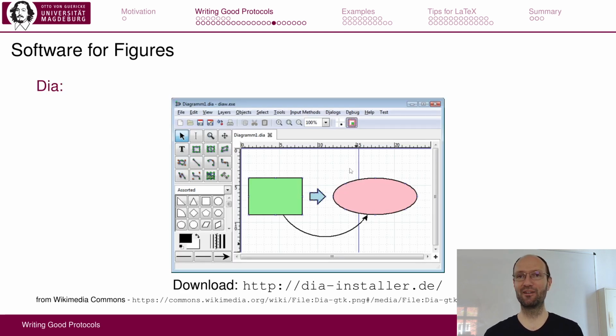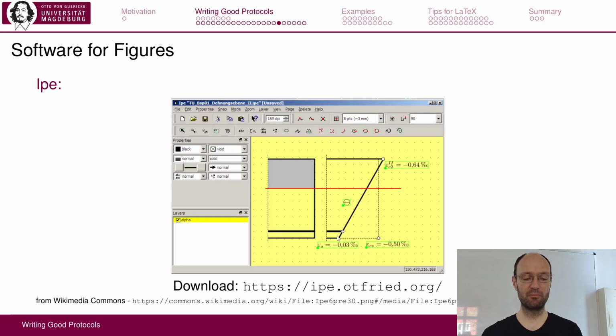Then to create figures, I've just mentioned some software here that is interesting from my point of view. Dia is software to draw vector graphics and to export them. IPE is something similar. Here you have the advantage that you can directly, for example, also insert LaTeX source code for the labels, so that at the end the labels will have the same font, the same style, and so on as your remaining document.